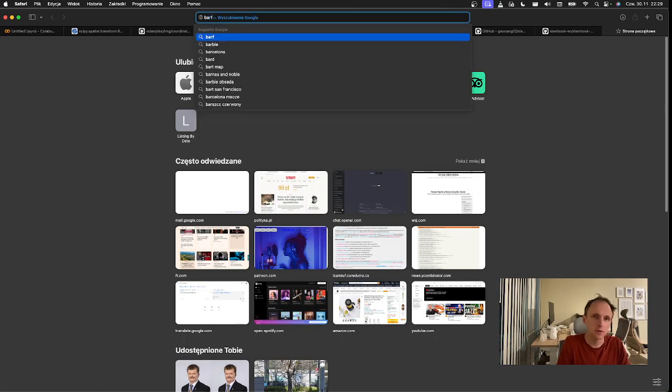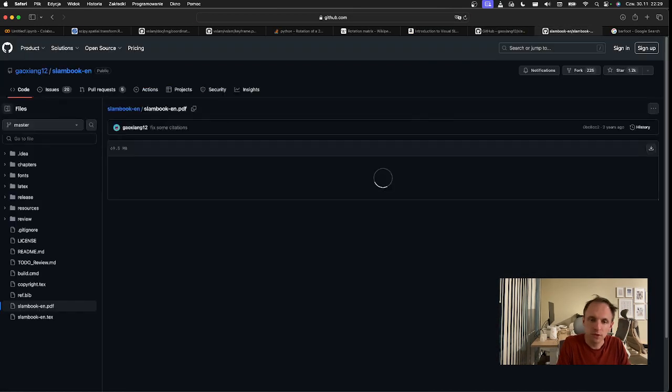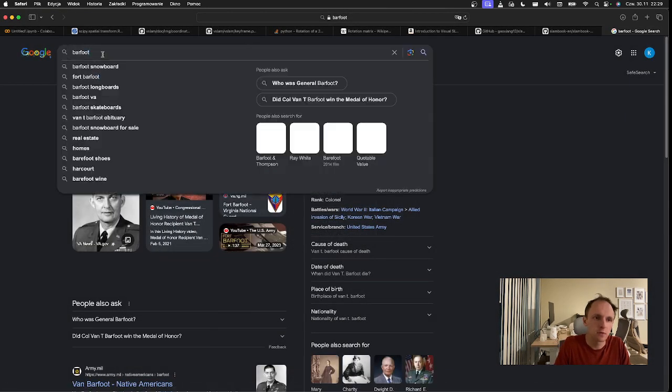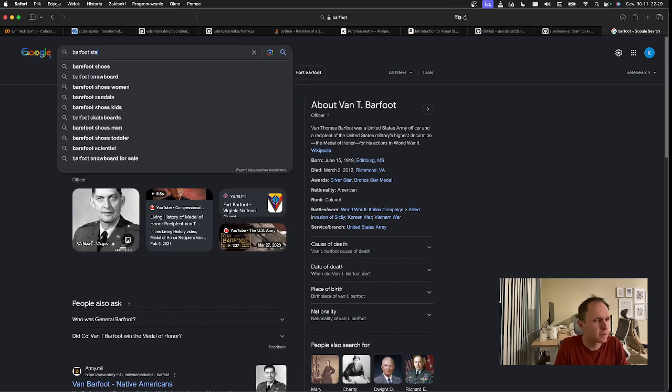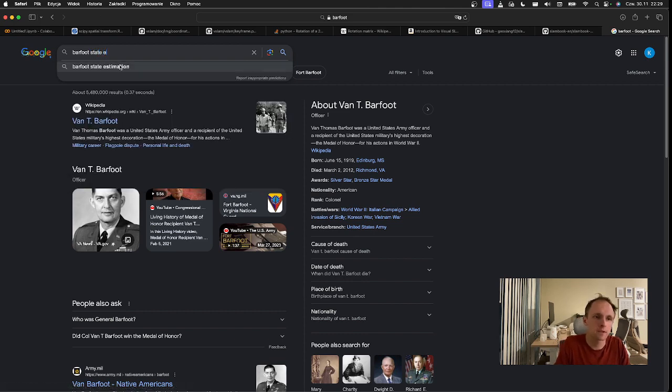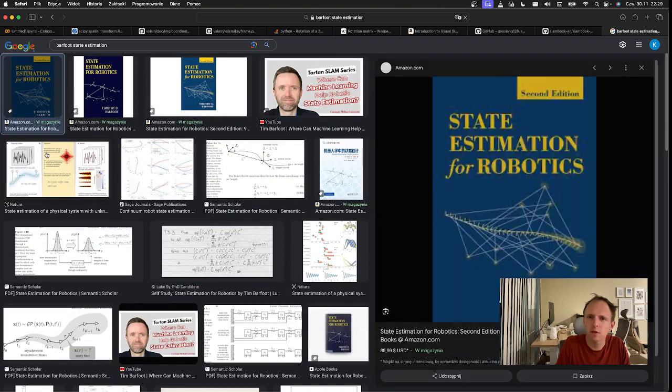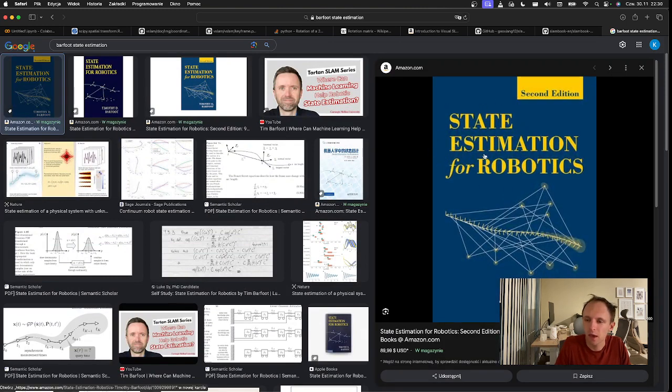Another, they have a bunch of chapters about things. So there's Barfoot's State Estimation, another classic one. Yeah, also you could download this for free, completely legally, as far as I understand. And here's how the book looks.